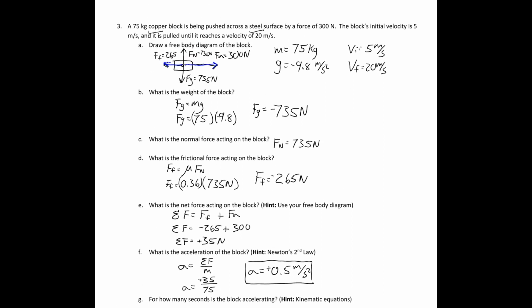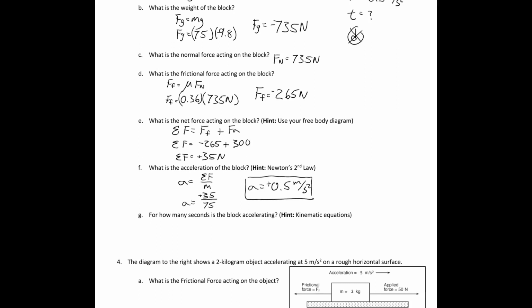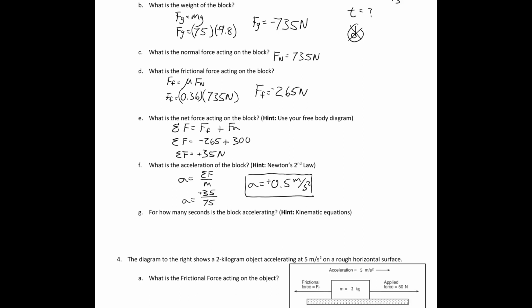Then it says, for how many seconds is the block accelerating? Think kinematic equations. Hint, kinematic equations. So here was our kinematics data, the velocity. Now we know the acceleration is also 0.5 meters per second squared. They're asking for the time. So we don't care about the displacement. We want an equation without displacement. So you could do VF equals VI plus AT, or the definition for acceleration, the change in velocity divided by time. I prefer the former. So VF is equal to 20.